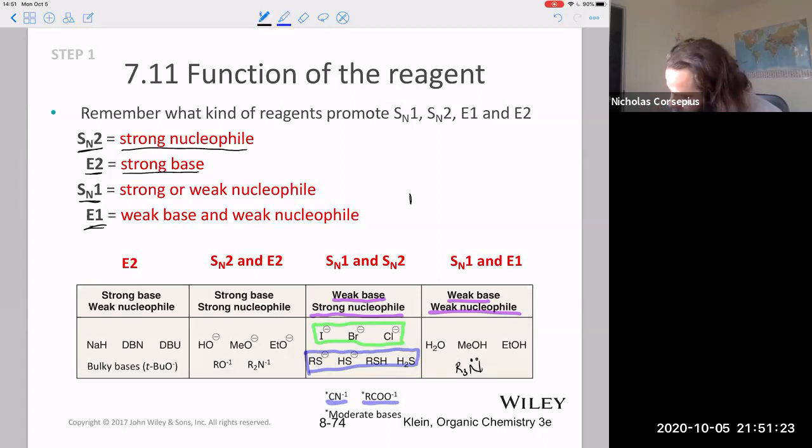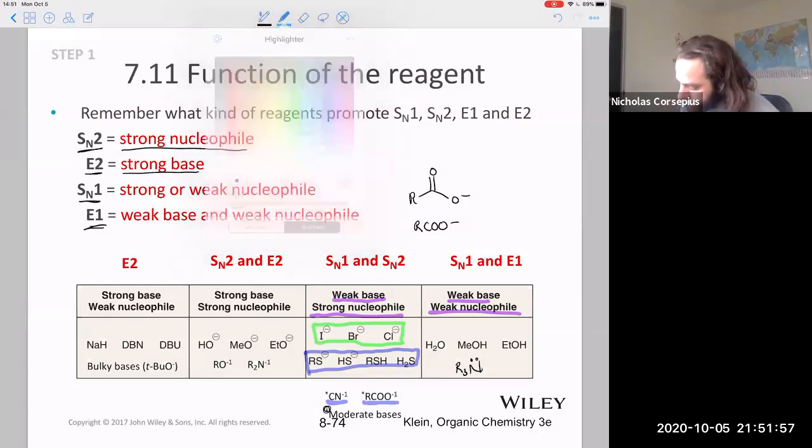I'll show you what I mean by that real quick. This would be a carboxylate, RCOO minus. This is also going to be a strong nucleophile. I put a little asterisk here because these are actually considered moderate bases. They're not weak bases, but they're not strong bases at all either. For our purposes, let's just make things black and white, and we're going to lump them into the weak base, strong nucleophile category.